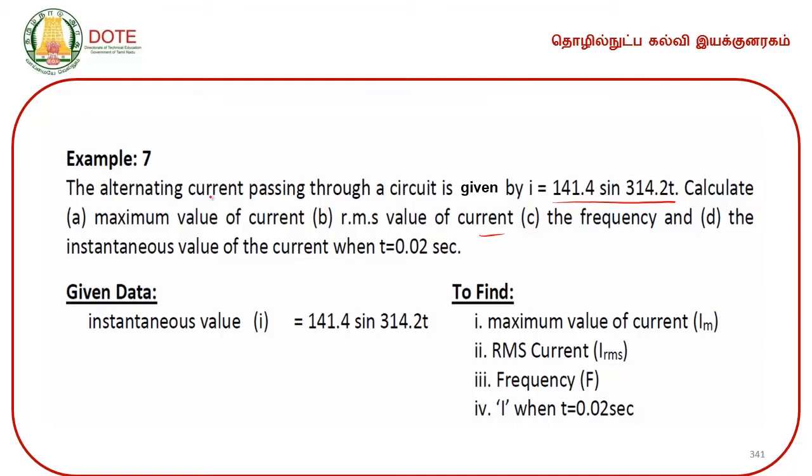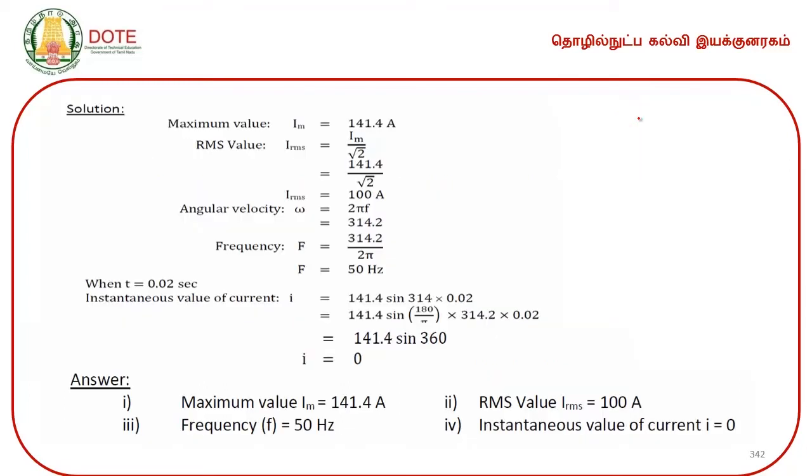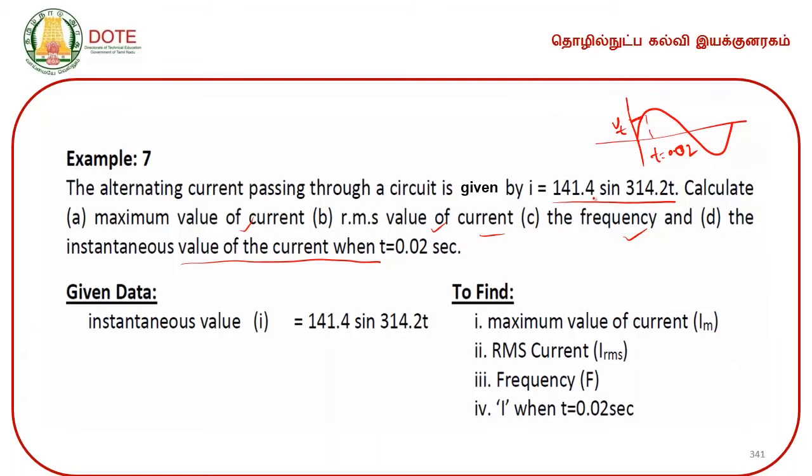So, we need to find out the maximum value, then the RMS value, then the frequency, and then the instantaneous value at time t is equal to 0.02. Suppose you have an alternating voltage like this, and this is time t equal to 0.02. Corresponding to this time, you need to find the value of the voltage, that is Vt. Now, the maximum value is inferred from the equation itself.